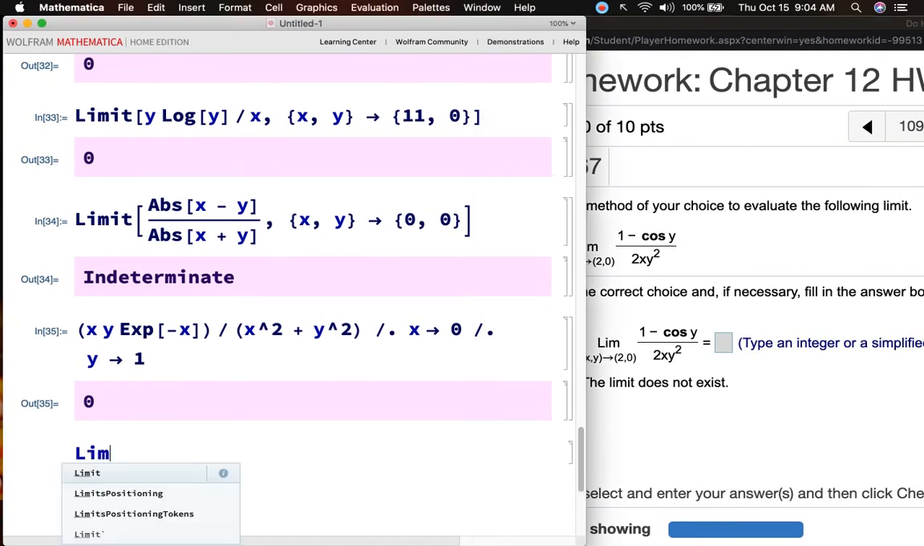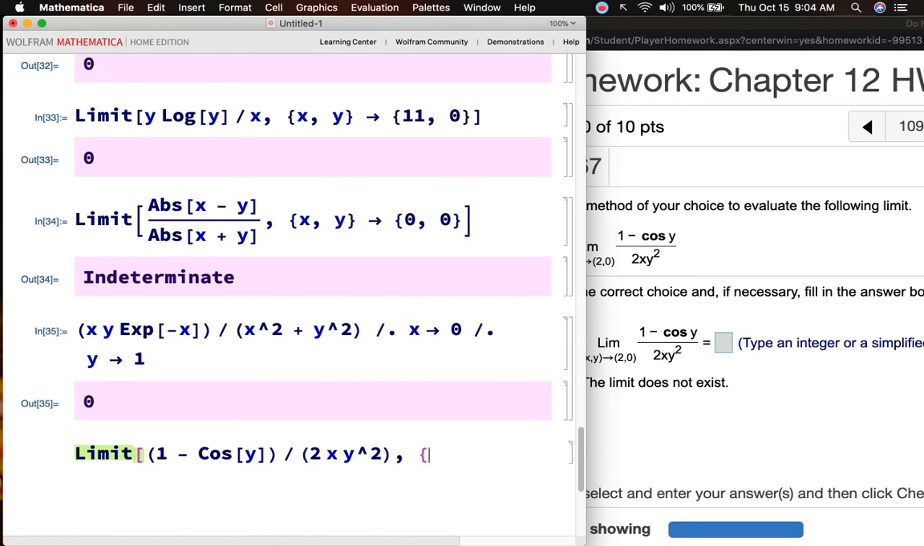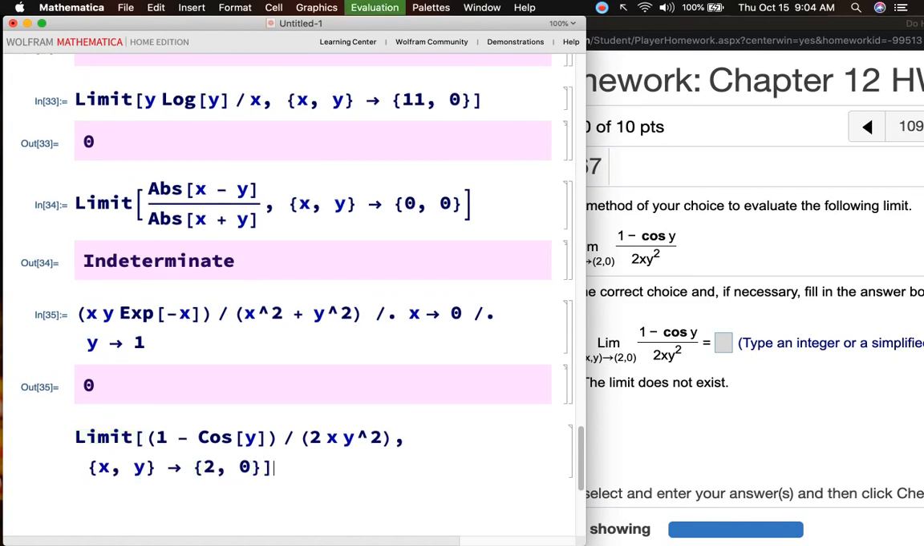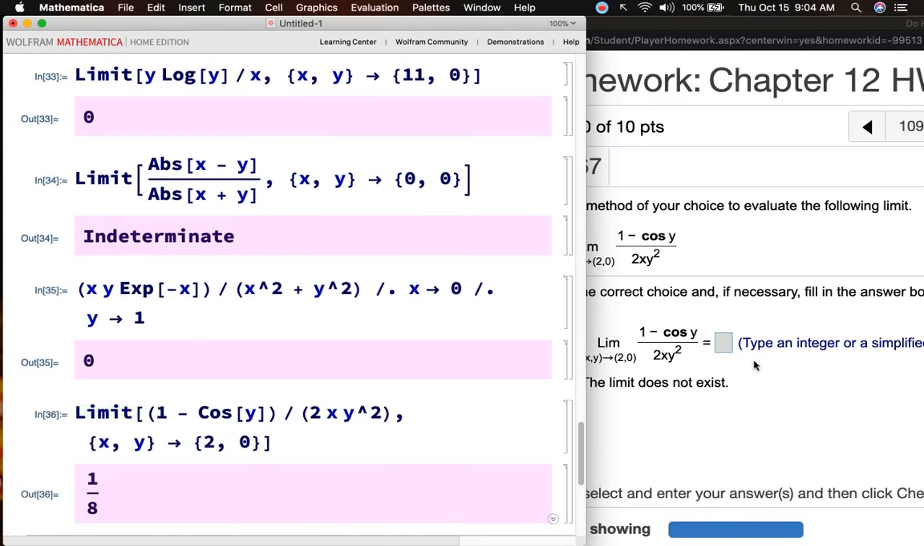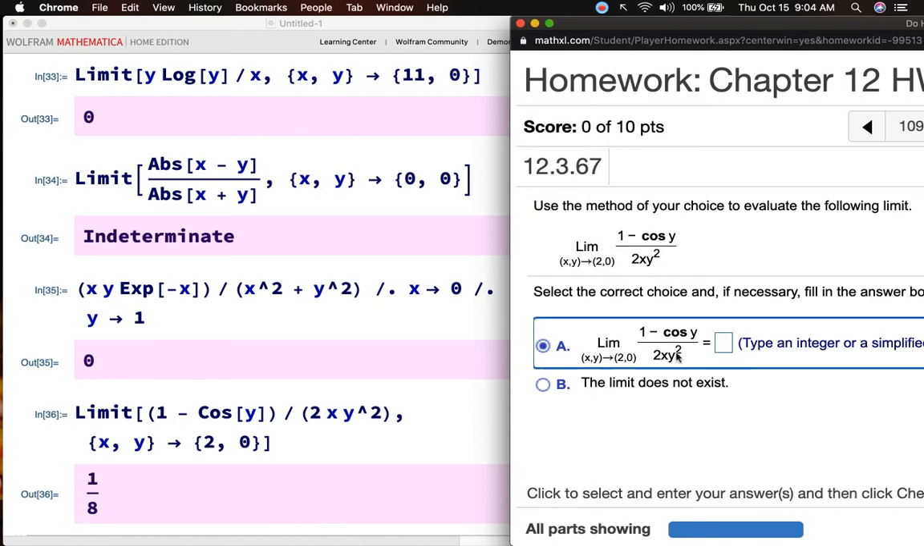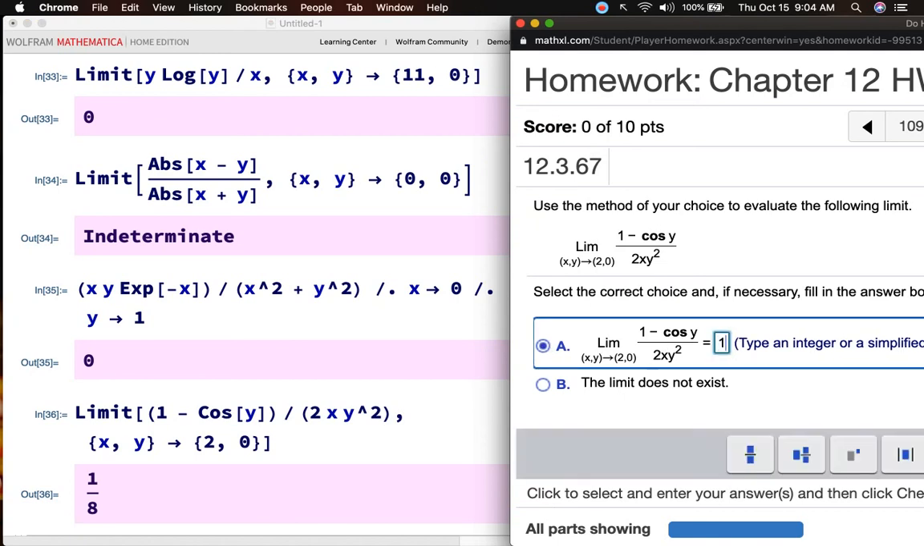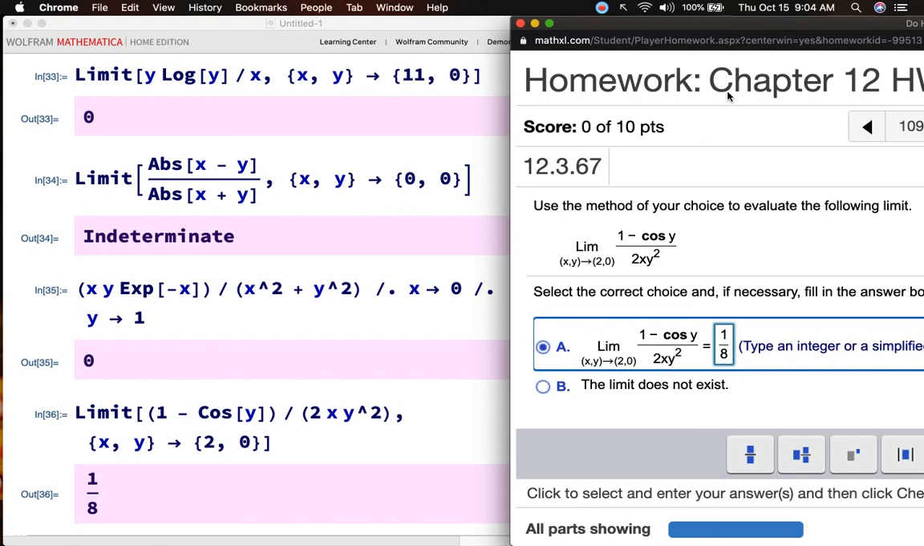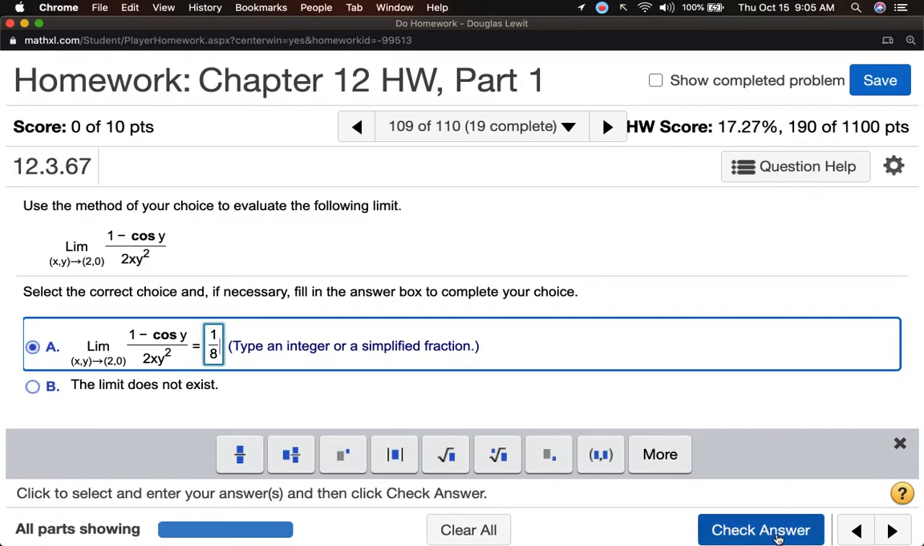Okay, so we have the limit of 1 minus cosine y divided by 2 times x times y squared, and as x, y approach 0, okay, so the answer is simply going to be 1/8. And let's see if that's correct.